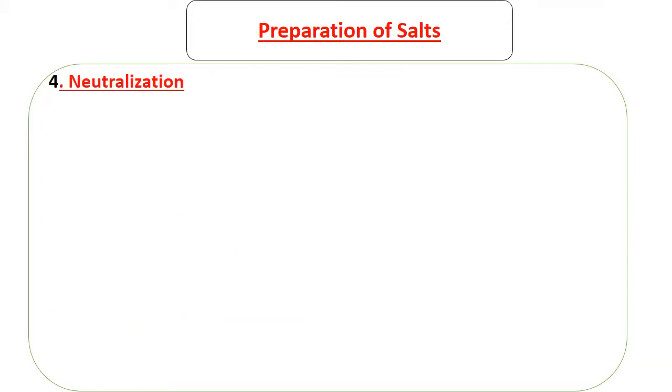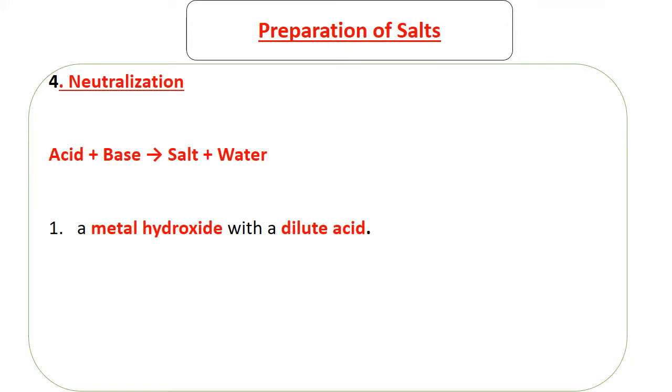So go to the last method, neutralization. We know what neutralization is, where an acid reacts with a base to form salt and water. There are three different ways in which we can form a salt using neutralization. The first is where a metal hydroxide, which is of course a base, reacts with a dilute acid. The reaction of a base and an acid, of course, is called neutralization, as we know.